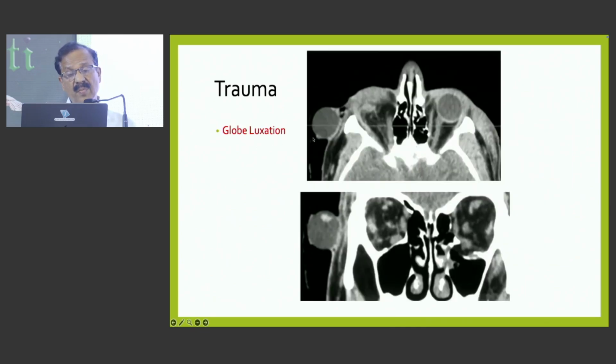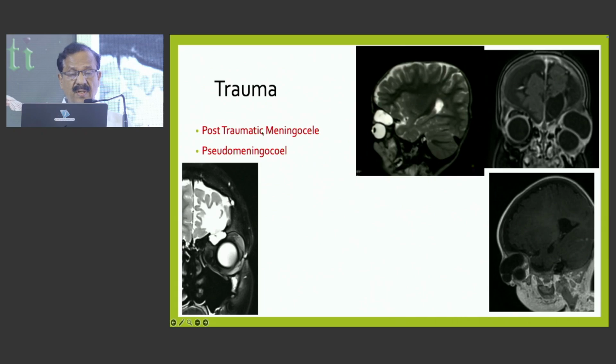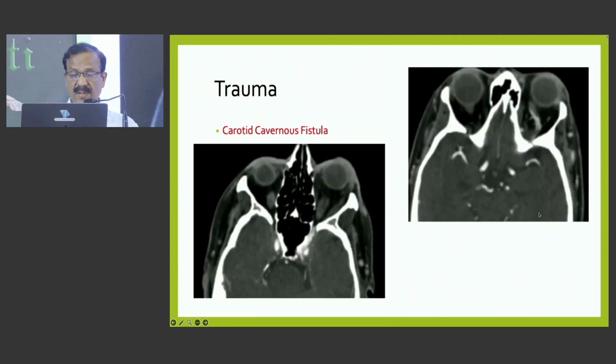Globe luxation: complete or partial prolapse of the globe can occur. This is called globe luxation out of the orbit. Complications: post-traumatic meningocele. This is continuous with the CSF space. This is only a fluid collection, not continuous with the CSF, so it is called a pseudomeningocele.